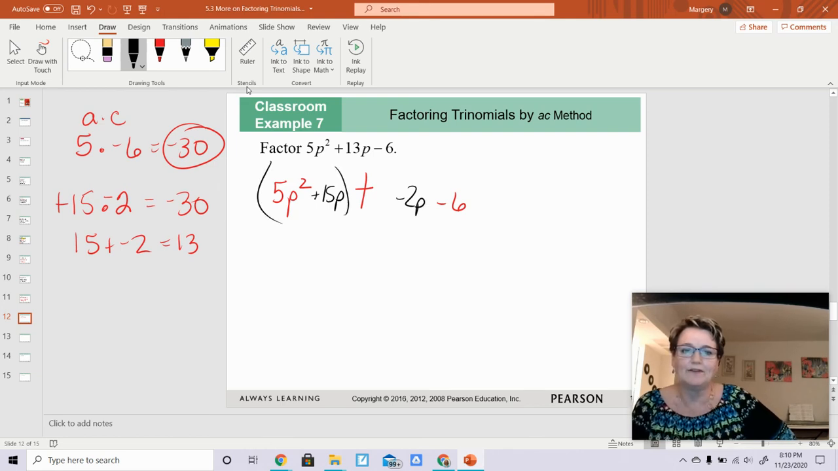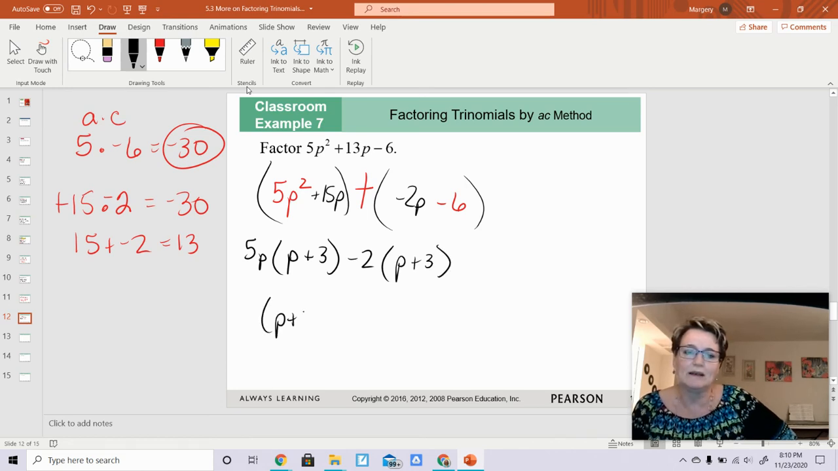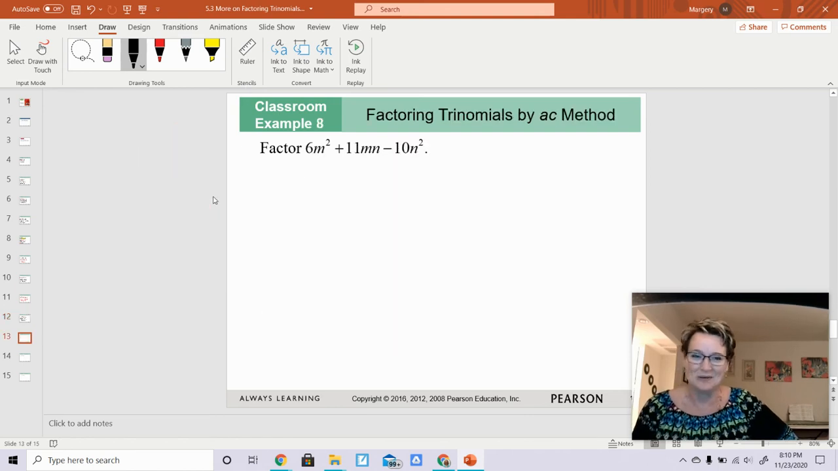You're going to grab the first two, grab the last two. They both share a 5p. That's going to give you p plus 3. This one over here, they share a negative 2. That's going to give you a p plus 3. Now they both share a p plus 3. Once you factor that out, you're left with 5p. Once you factor that out, you're left with negative 2. All done. We're almost finished, and we're doing good on time.